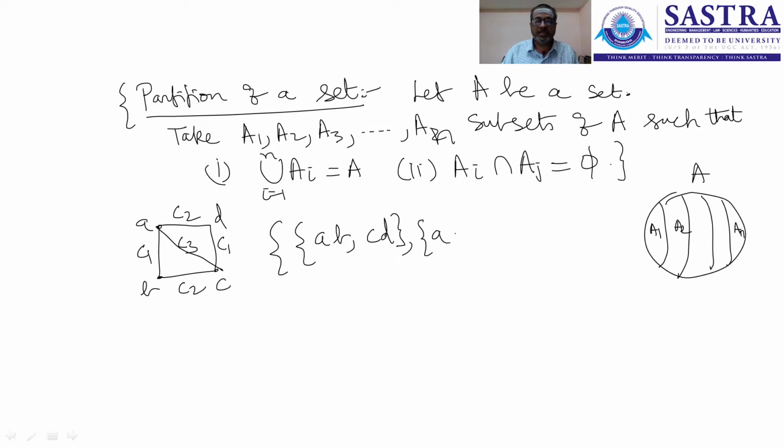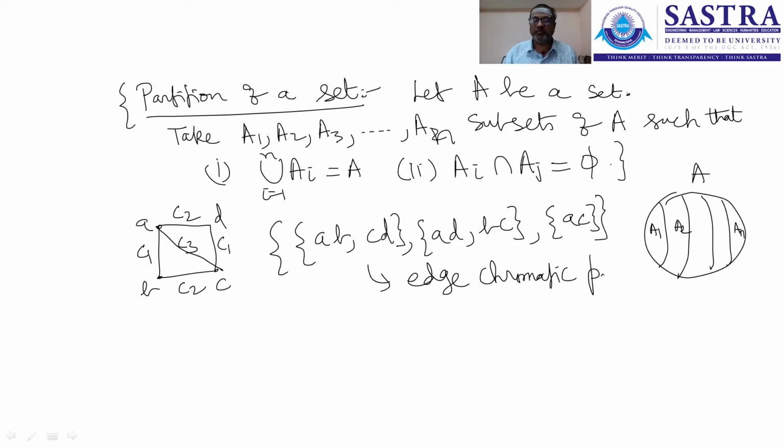Then the second subset would be AD, BC, and the third element is AC. Okay, so this partitions the given set. And this is also called the edge chromatic partition. So what is an edge chromatic partition?